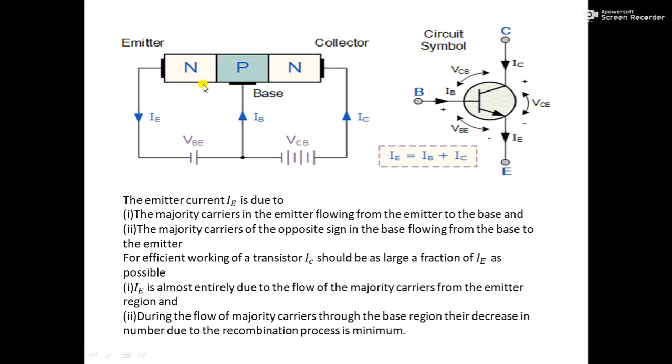So, in case of an NPN transistor, the flow of the current is mostly due to the electrons, that is the majority carriers in the emitter, that diffused from the emitter region to the collector region through the base.